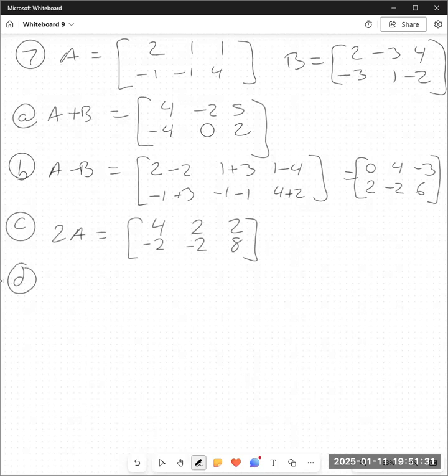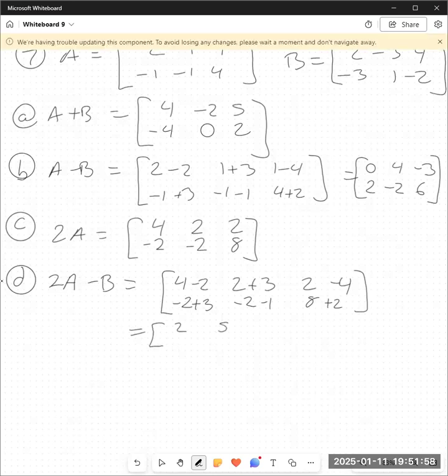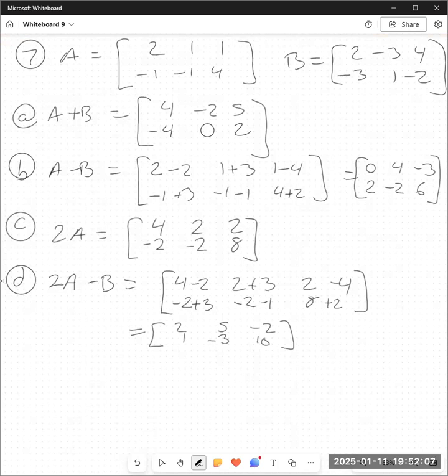2A minus B. It's going to be 4 minus 2, 2 plus 3, 2 minus 4, negative 2 plus 3, negative 2 minus 1, 8 plus 2. So that is 2, 5, -2, 1, -3, 10.